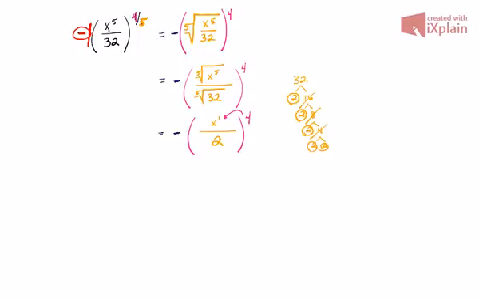So again, this is equal to x to the 4th power over 2 to the 4th power, and then we can further evaluate that. Okay, so this is equal to negative, and finally x to the 4th, and 2 to the 4th power will give me 16. So my final answer will be negative x to the 4th over 16. So let's take a look at another problem very similar to it.